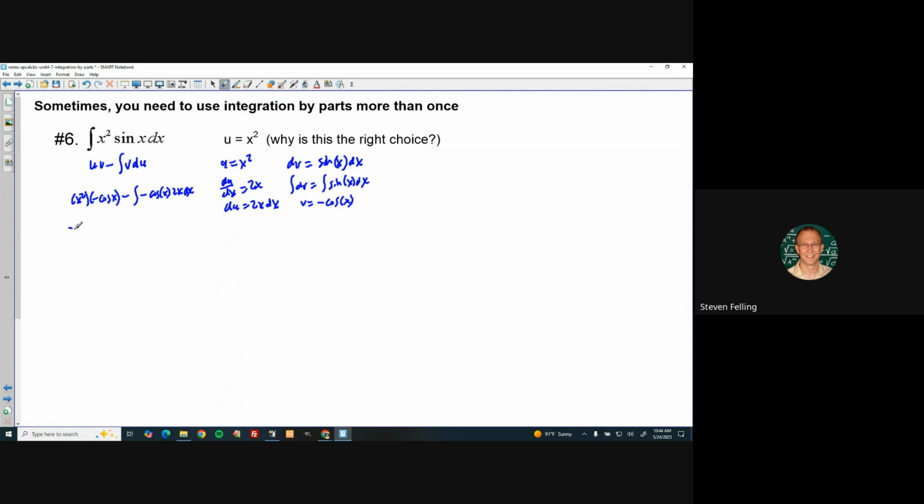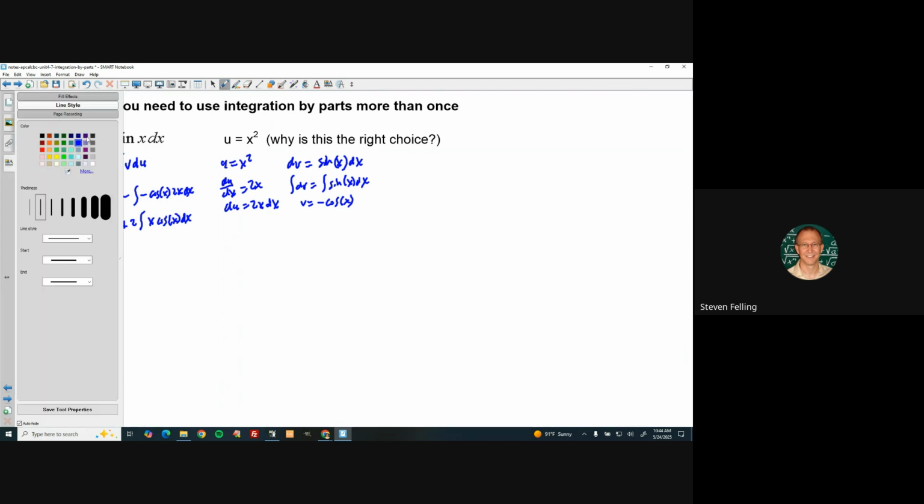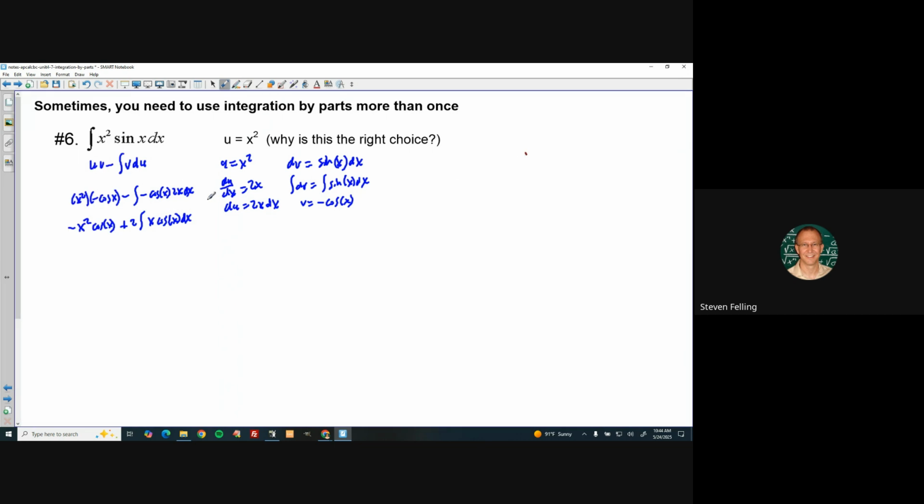So cleaning this up a little bit, negative x squared cosine of x. Negative negative is plus. I'm going to bring this 2 outside, and then we have x cosine x. Right, which is not yet simple enough to do with a shortcut because I have two things multiplied. So what's going to happen in that case is I'm going to do integration by parts a second time. What I like to do is put a bracket around this integral and then just do the integral over again as a separate problem.